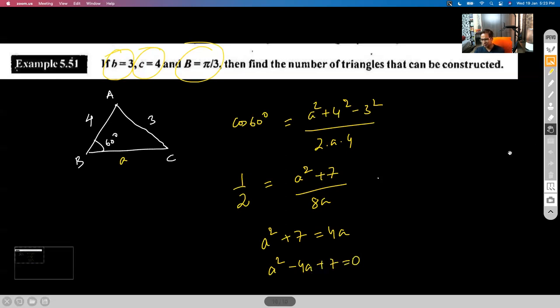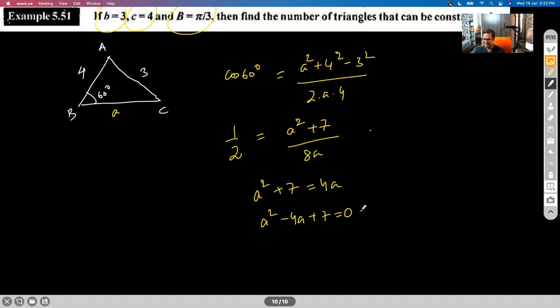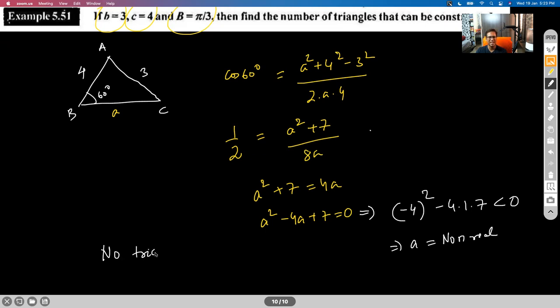Okay, now if you look at this particular case, you would realize that your discriminant, that is b square minus 4ac, is negative. Correct? That means your a is going to be non-real, right? So whether you take plus minus doesn't matter. a itself is going to be non-real. So how many triangles are possible? No triangle is possible. Zero triangles are possible. No triangle is possible with such a given scenario, right?